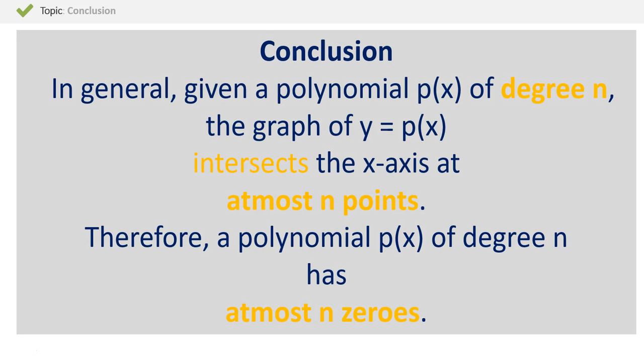So what is the conclusion? In general, given a polynomial p(x) of degree n, the graph of y equal to p(x) intersects the x-axis at most n points. At the maximum it can intersect at n points. Therefore, a polynomial p(x) of degree n has at most n zeros. What this means is, if it's a cubic polynomial where the degree is 3, you can have at the most 3 zeros. You cannot have 4, 5, 6 zeros. But you can have fewer than 3, which we have seen in the previous examples.